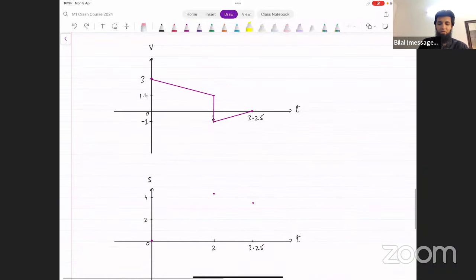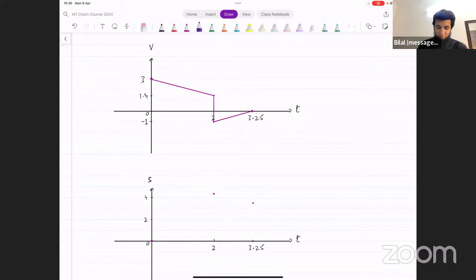How do you understand the shape of the graph? You see, the gradient of a displacement time graph gives you velocity. What's the velocity at time 0? Velocity at time 0 is 3. What's the velocity at time 2? The velocity at time 2 is 1.4. The velocity is decreasing from a positive value to another positive value, from 3 to 1.4. That means the gradient of the displacement time graph is going to decrease from 3 to 1.4.